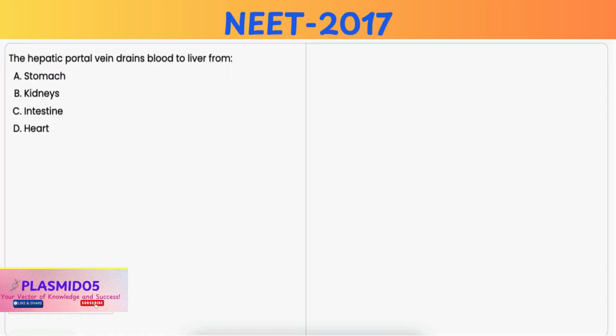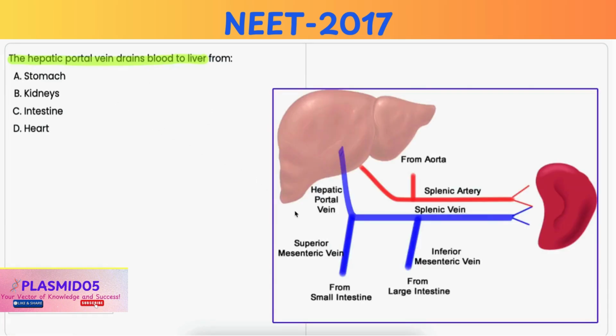In this question, you have to identify from where the hepatic portal vein drains blood to the liver. Option A, stomach. Now, while the stomach contributes to the hepatic portal system, the hepatic portal vein mainly collects nutrient-rich blood from the intestine. So, it is incorrect. Option B, kidneys. It is also incorrect because kidneys are not a part of the hepatic portal system.